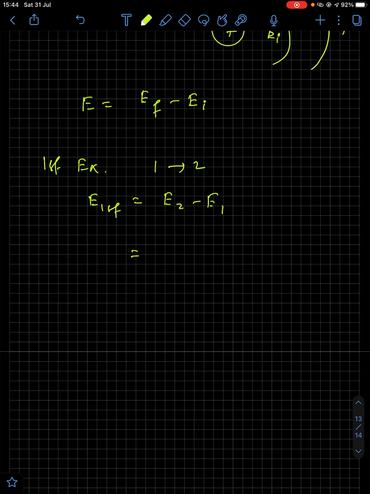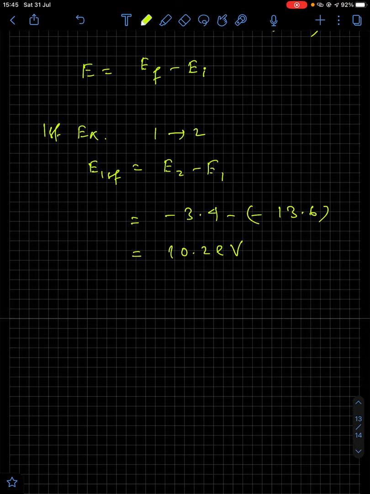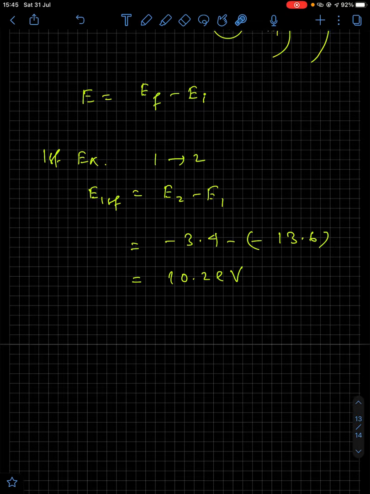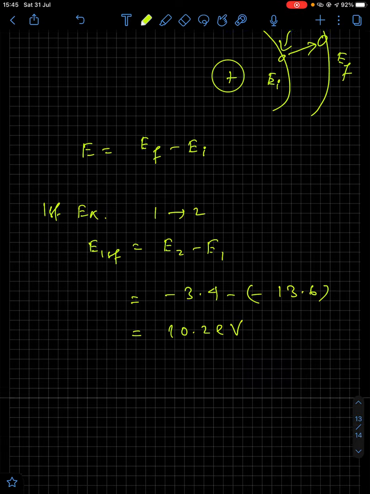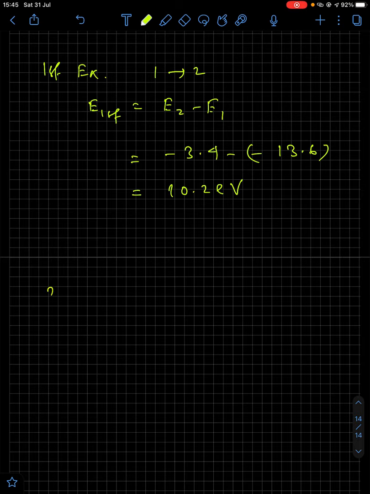Now the E2 value you remember, I hope. E2 value is minus 3.4. E1 value is minus 13.6. So this calculation gets you 10.2 electron volt. If you supply 10.2 electron volt to an electron in the ground state of a hydrogen atom, then it will jump to the first excited state.